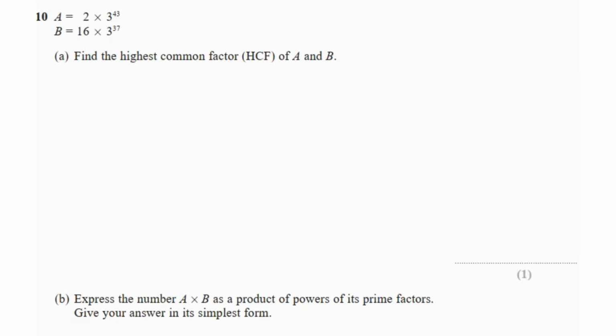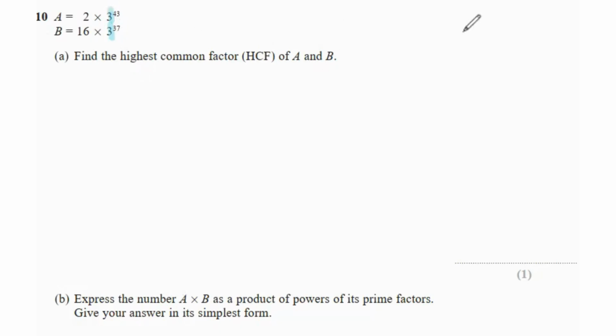So for the HCF, if you remember, we take the common numbers. Over here, if we highlight, the common number is 3. But there's a catch. Look at B, it's 16 times 3 to the power of 37. 16 is not written as a product of its prime factors. It's just written as it is. So we first need to convert the 16 into a product of its prime factors and then compare whether there's another common factor or not.